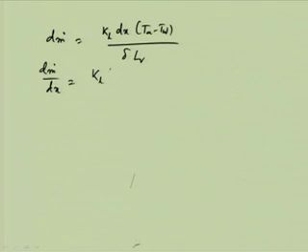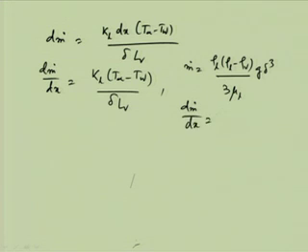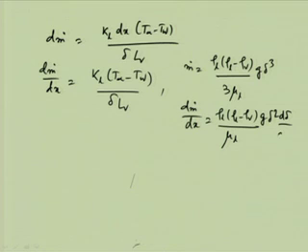K L into (T infinity minus T w) by delta into L V. Okay. And now, we know m dot is equal to rho L into (rho L minus rho V) by 3 mu L into G into delta cube. From here, we can say that dm dot by dx equals rho L into (rho L minus rho V) by mu L into G into delta square into d delta by dx.